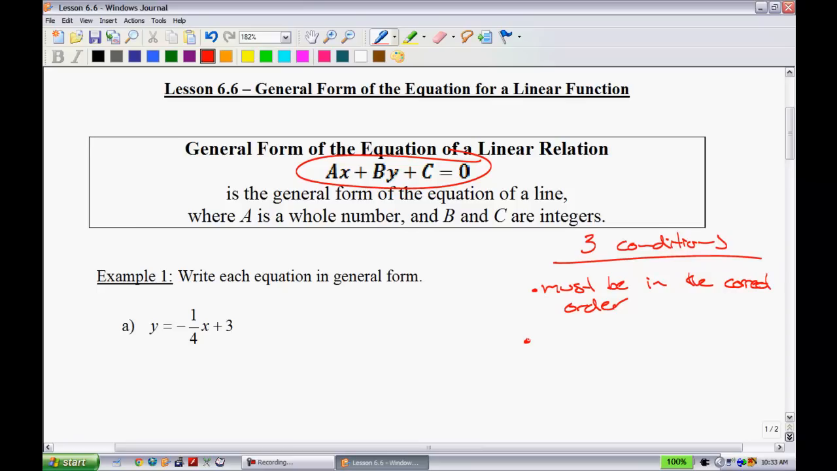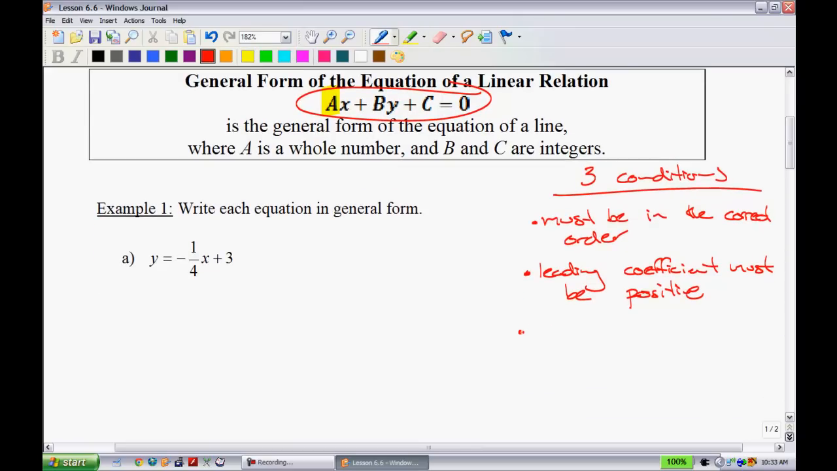Okay? Second thing that we need to do, we need to have the leading coefficient be positive. So that means up here, this a right here, I want to make sure that the a is positive, and there are ways that we can manipulate our equation to make sure that always happens. Last thing we have to have is we don't like to have fractions, so we're going to get rid of the fractions. Now it's really up to you when you get an equation like we have here in example 1 as to which one of these three conditions you want to deal with.